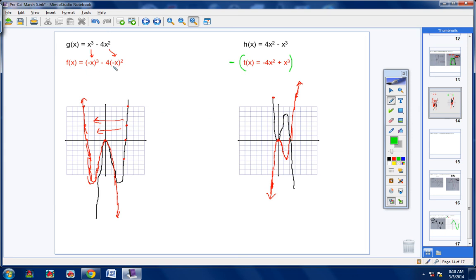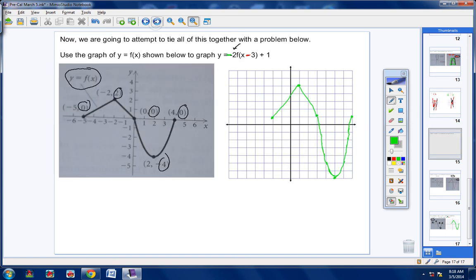Now, if it would have been like this, where you directly influence the x, let me show you what this problem would have looked like. We would have had 2f parentheses and then a negative x right here and then -3 plus 1. And if it would have looked like this, then that means we directly put a negative x in for the x. But notice it doesn't look like that. We have a negative on the outside, which means the entire function is getting a negative sign.